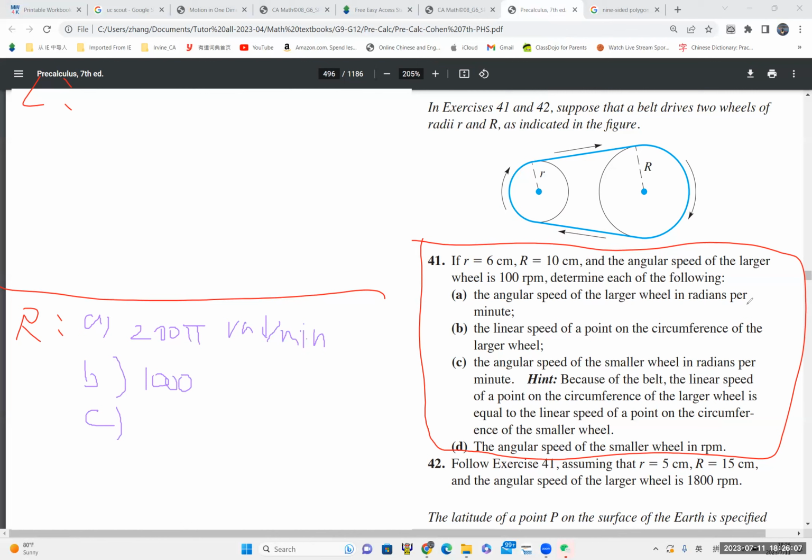Wait, is RPM rotations per minute? Yeah, RPM means revolutions per minute. Oh, thanks. Here it's still per minute, so you just need to convert 100 revolutions to how many radians?